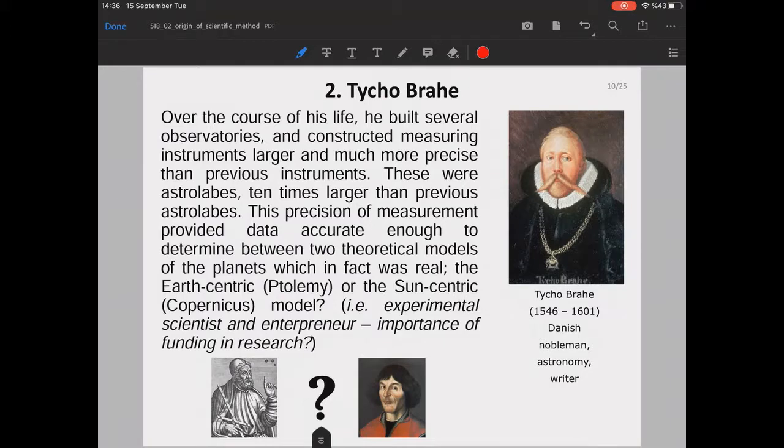Then came Brahe. Over the course of his life, he built several observatories and constructed measuring instruments larger and much more precise than previous instruments. He was a curious person, really.